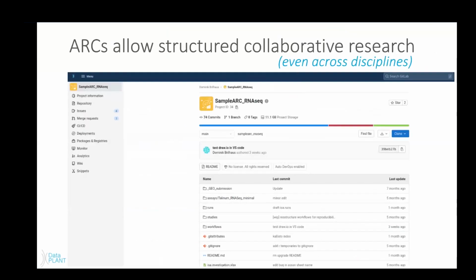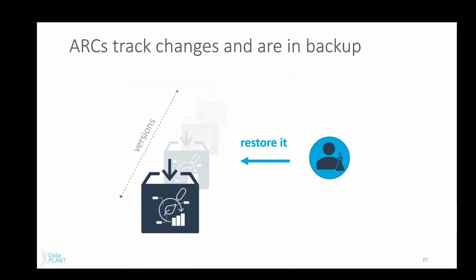Because ARCs have this standardized structure, so the assays, the runs, studies, workflows, once you understand this concept, you can easily look into any ARCs in order to find the information you need. So this allows for collaboration even across different research disciplines, because things should theoretically be in the same place no matter what the discipline is, so you can easily look up the data that you need.